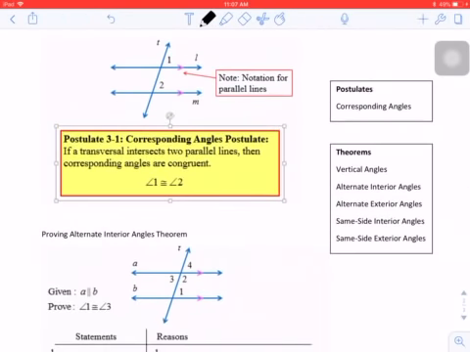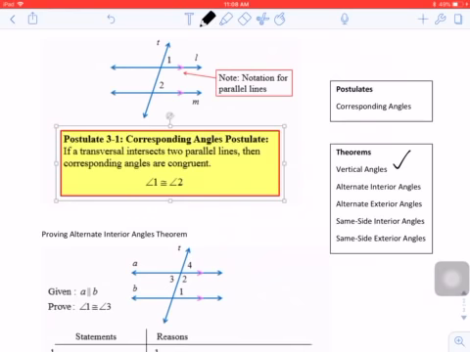Okay, they give us a new postulate, the corresponding angles postulate. If a transversal intersects 2 parallel lines, then corresponding angles are congruent. So in other words, angle 1 is going to be congruent to angle 2 because they're corresponding. This is something that we're going to take for granted. We do not have to prove it because it's a postulate. So postulates are corresponding angles, theorems are vertical angles, and all the other angle relationships that we've talked about before but haven't actually proven. But don't forget, we just proved that guy, so we can use it.